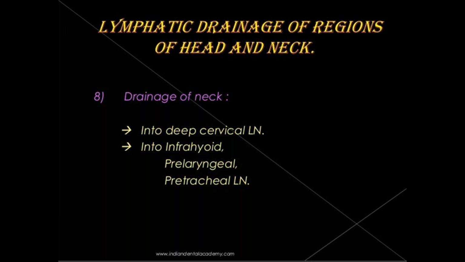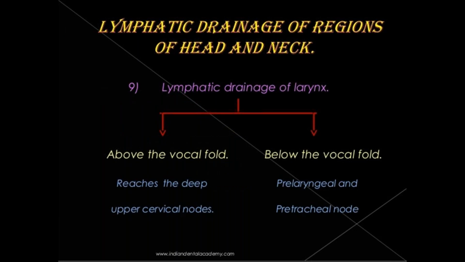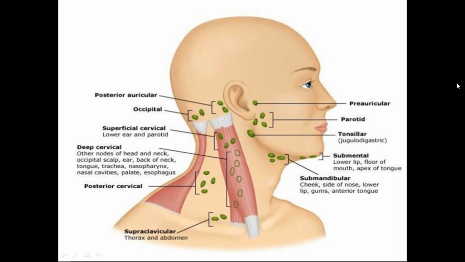So drainage of the neck: it is drained into the deep cervical lymph nodes and into the infrahyoid, prelaryngeal and pretracheal lymph nodes. The lymphatic drainage of the larynx is divided as above the vocal cords and below the vocal folds. Above the vocal folds, it reaches the deep upper cervical nodes, whereas below the vocal folds it drains into the pre-laryngeal and the pre-tracheal lymph nodes. This is the diagram showing the lymphatic drainage of the head and neck.